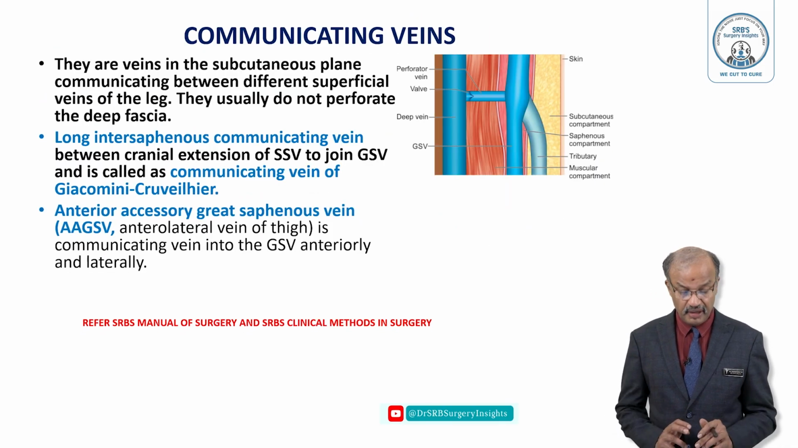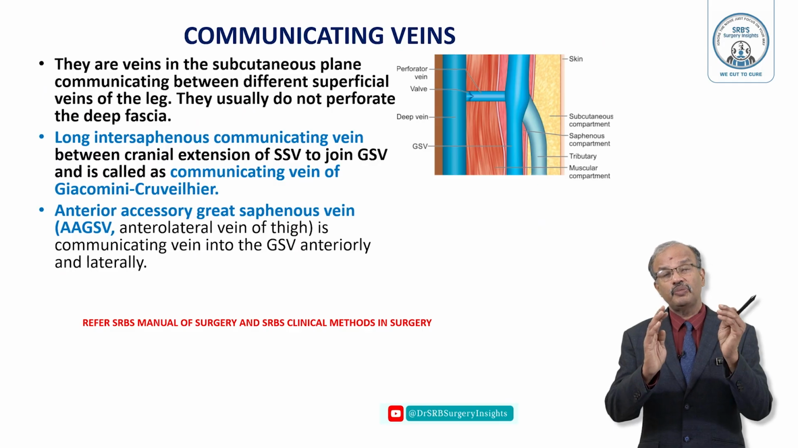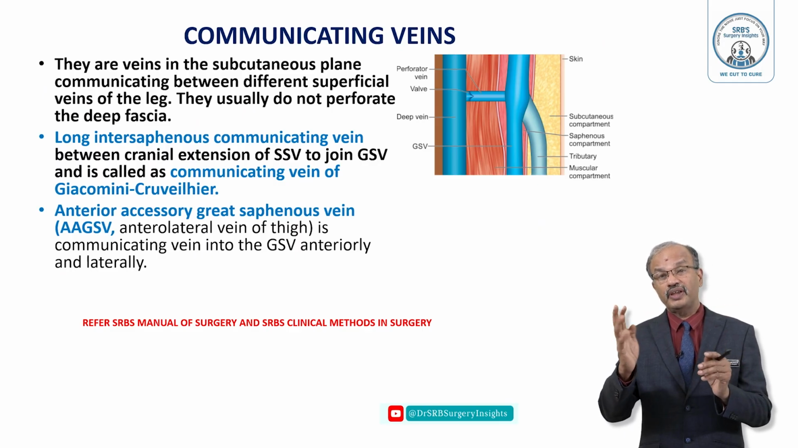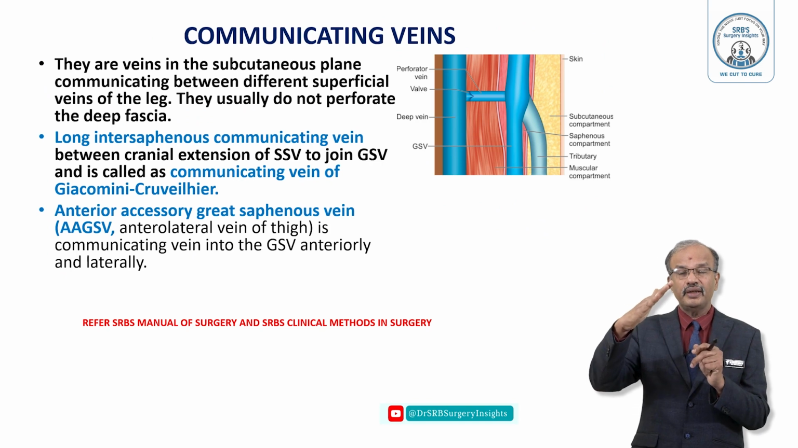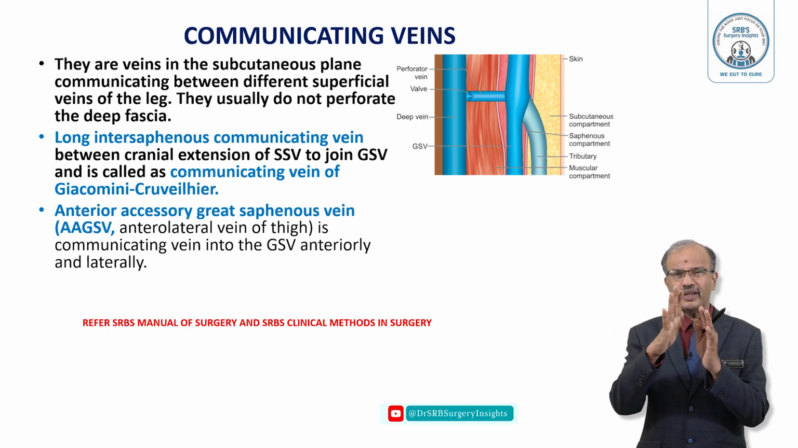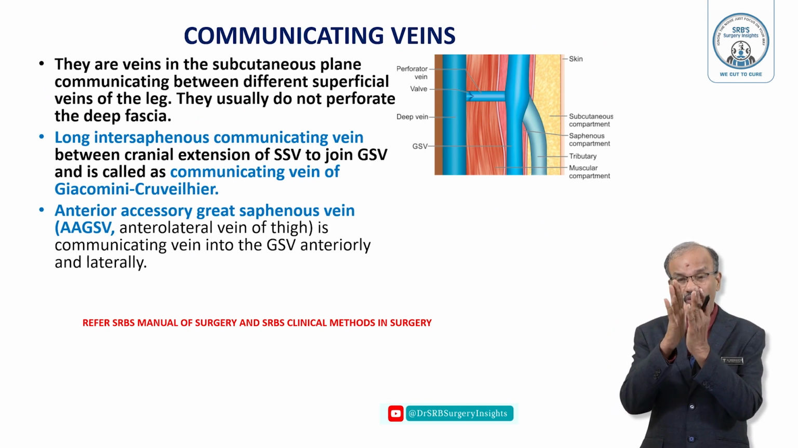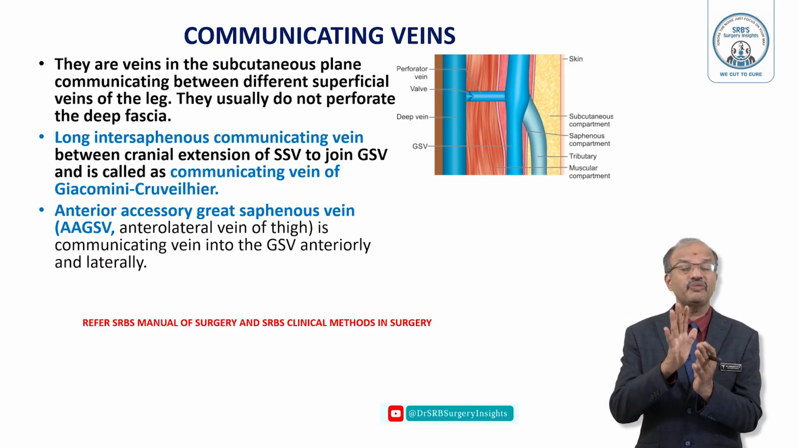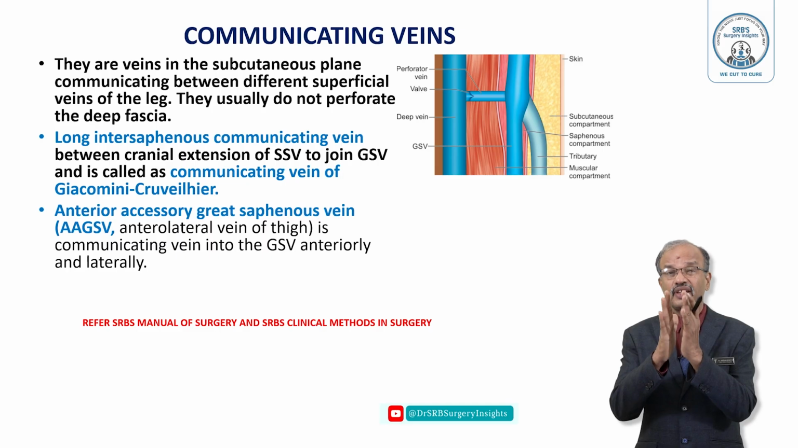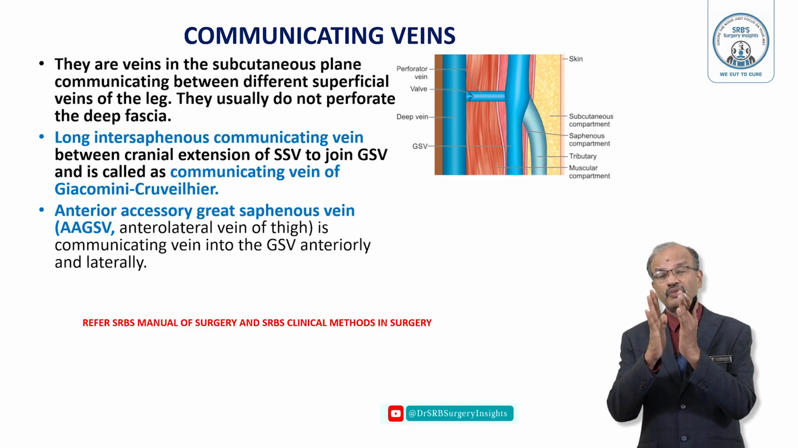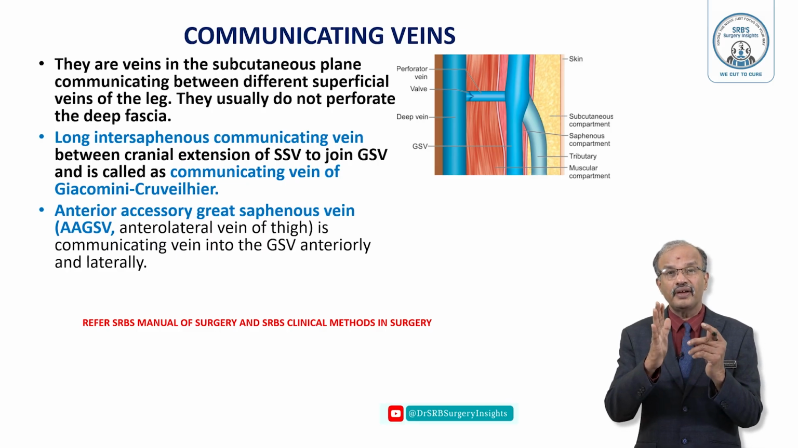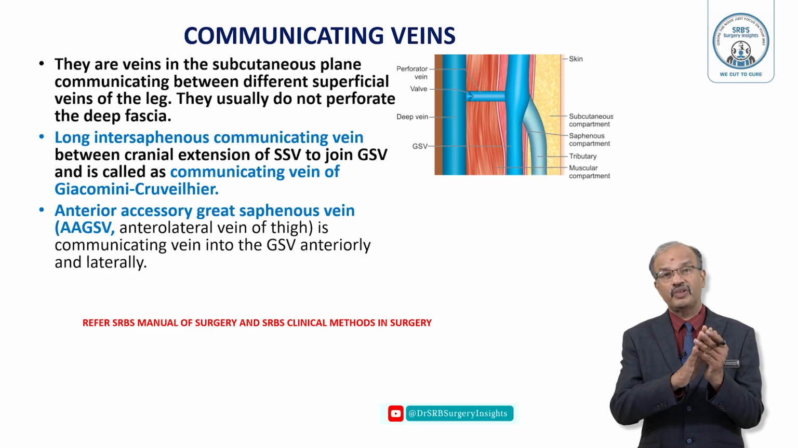And communicating means, sir, from one superficial vein to another vein. For example, from the short saphenous vein to the long saphenous vein. Under the skin and subcutaneous tissue there is a different fascia, a different textured area. It is a saphenous compartment, called the saphenous fascia. From there, the deep fascia is there. In this saphenous compartment, between the superficial and deep fascia, the long saphenous vein is there, the short saphenous vein is there.